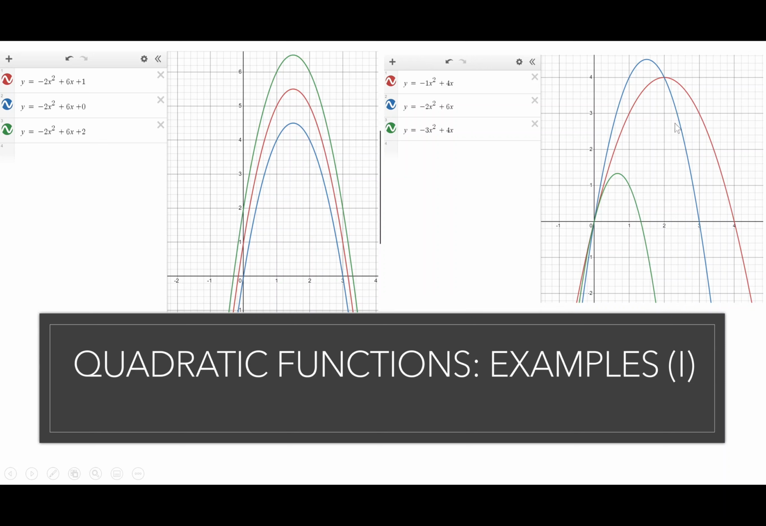And by changing the other parameters, you can change the shape, you can change the location in the graph of the function, but all of these functions, you can see that if the alpha is negative, are going to be concave down, looking downward, and they're going to have a maximum.